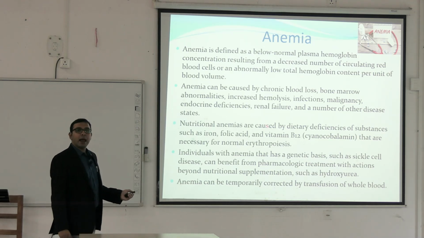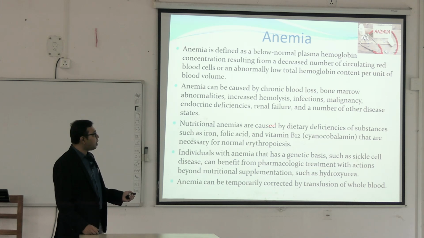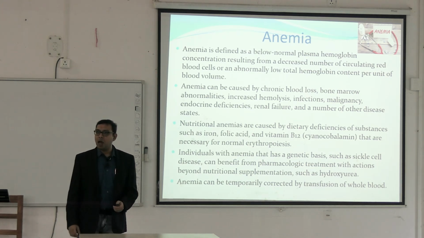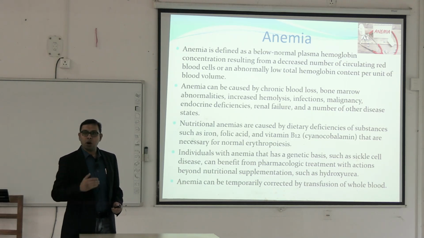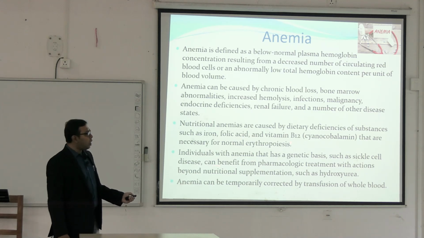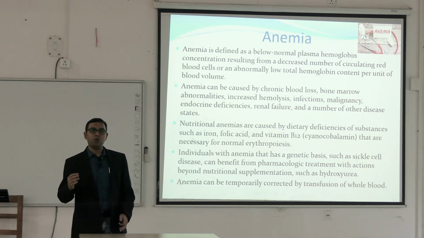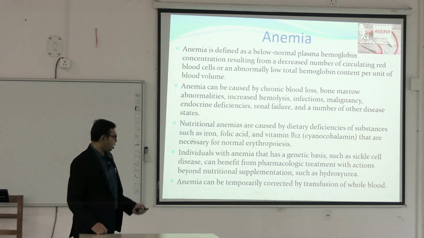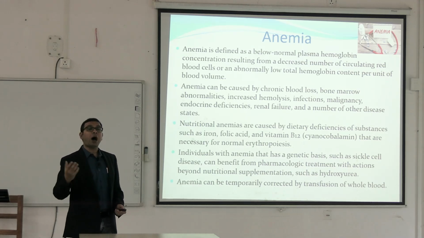Nutritional anemia is called when there is most commonly iron deficiency anemia, vitamin B12 deficiency anemia, or folic acid deficiency anemia that ultimately hampers normal erythropoiesis, the normal process of RBC development. Individuals with anemia that has a genetic basis may have sickle cell disease. So there may be some anemia that happens due to genetic problems like sickle cell anemia. That may need pharmacological treatment by some other ways.